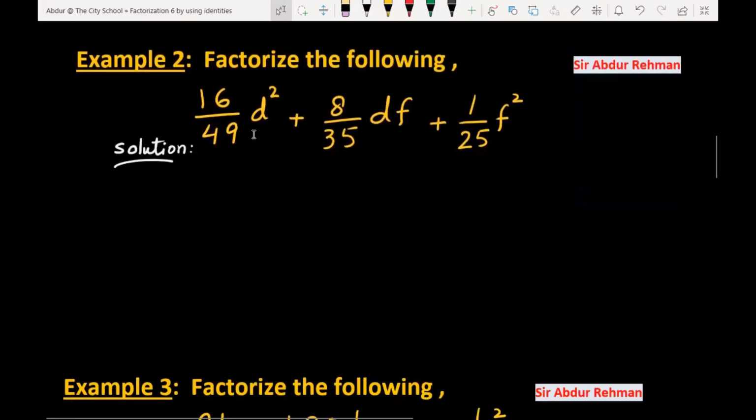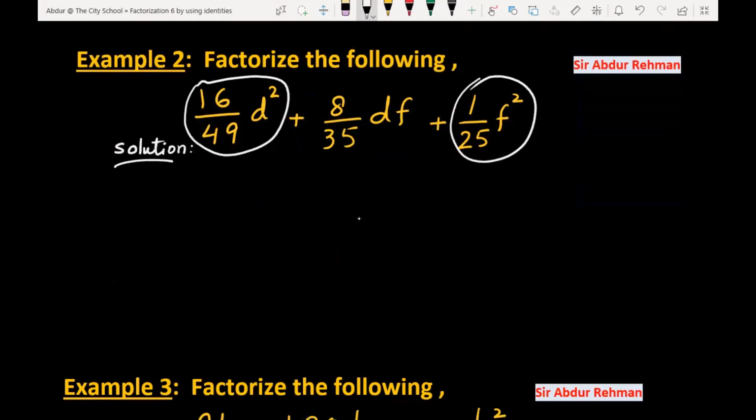Example number 2 is also like this. Look at the first term. The first term is a perfect square, and the last term is also a perfect square. In a trinomial, these are three terms, so we can say this type of expression is a trinomial expression or quadratic expression. In this type, when the first term and last term are perfect squares, you have to use identities.